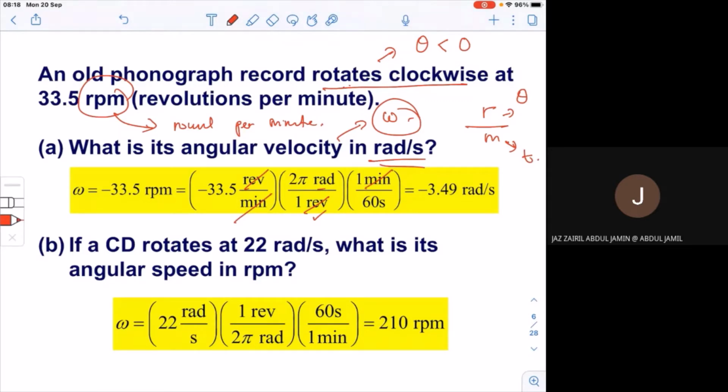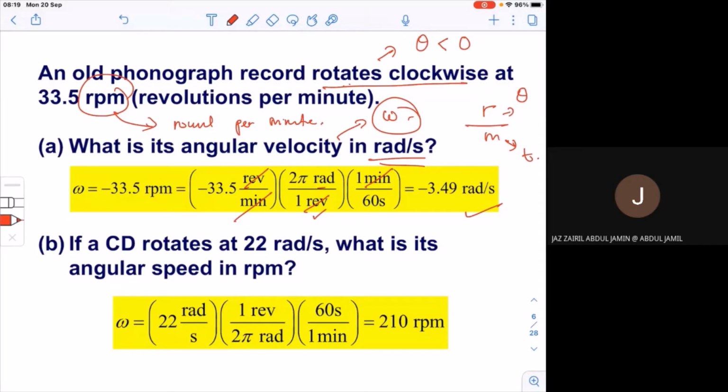When we want to cancel out, we must cancel from the numerator to denominator. From denominator to denominator, side by side, you cannot cancel out. If you want to cancel out, we must cancel with the top and bottom. So what's left is negative 33.5 times 2 pi radian, divided by 60 seconds. You will get negative 3.49 radian per second.